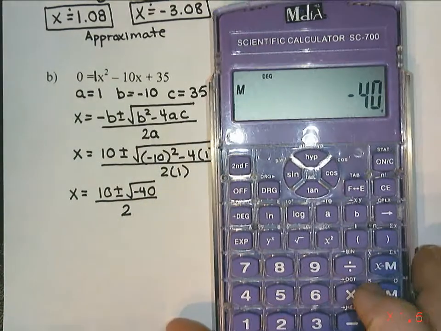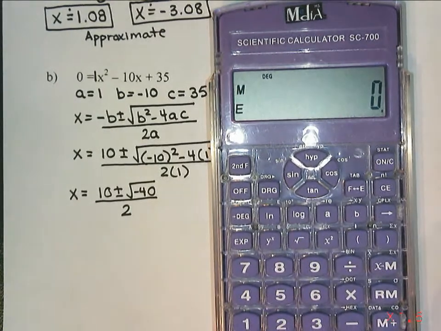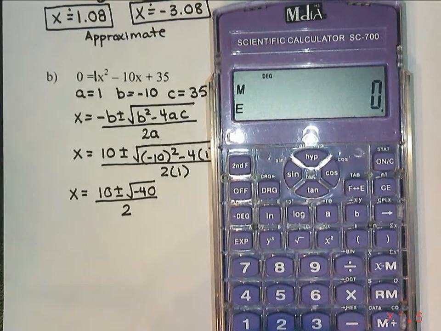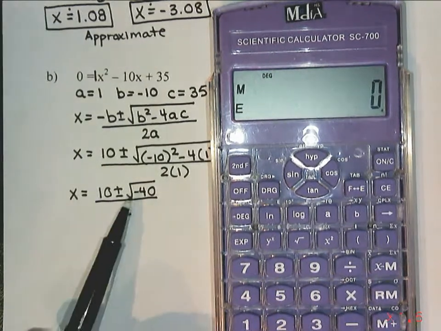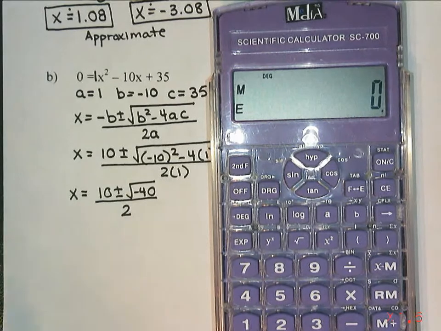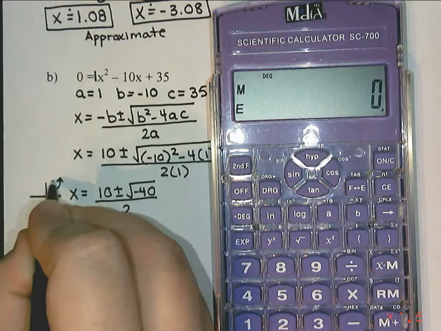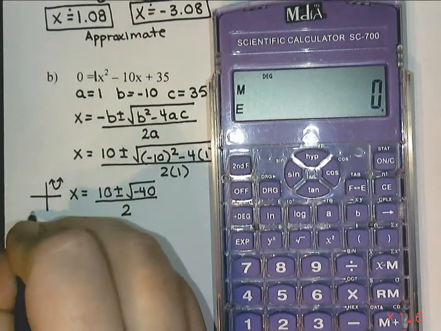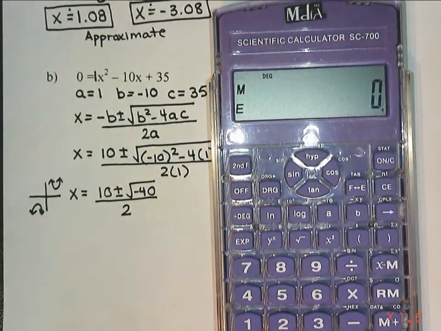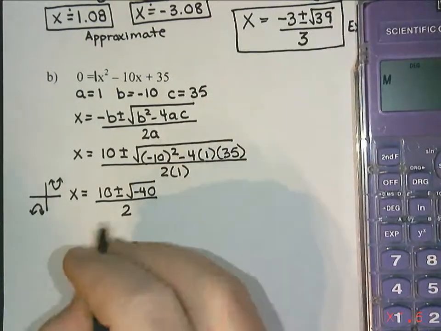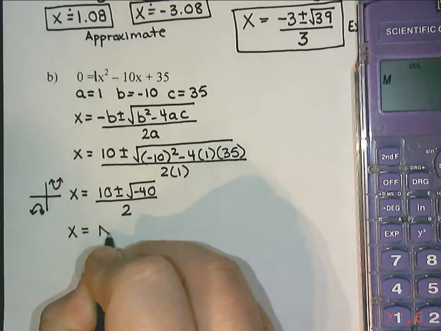Now, the thing about negative 40 is when I take the square root of negative 40, I get an error. You can't take the square root of a negative number. It just doesn't work. So here, I cannot go any further because there is no solution. I'm getting an error. When something has no solution, that means that it has no x-intercepts, and if you were to look at the graph, it would probably be floating up above the x-axis, or it might be down below the x-axis, but either way, it's not going to cross the x-axis. It's not going to have any x-intercepts. So here we're going to say that it has no solution.